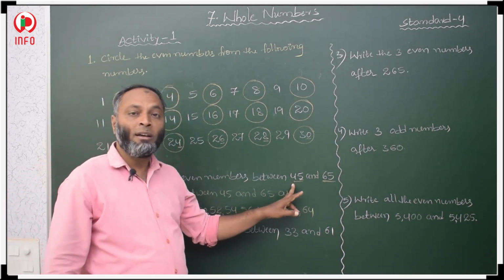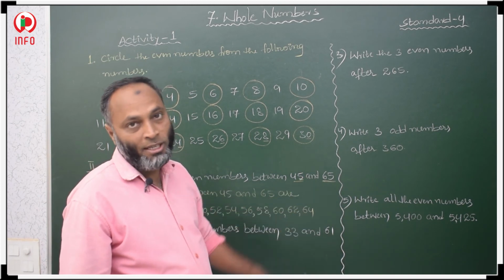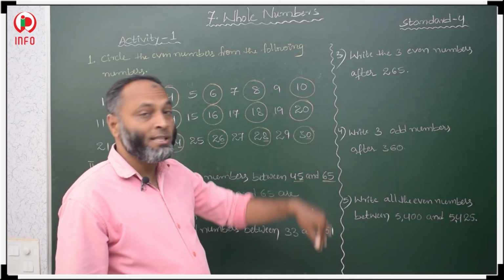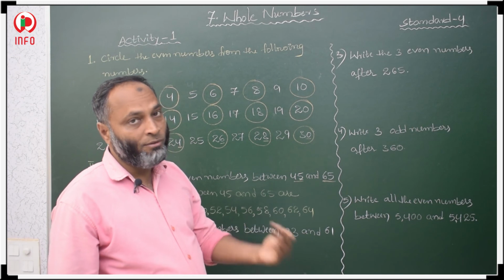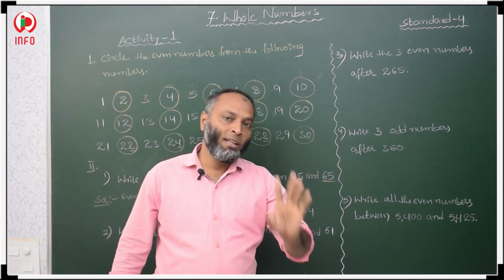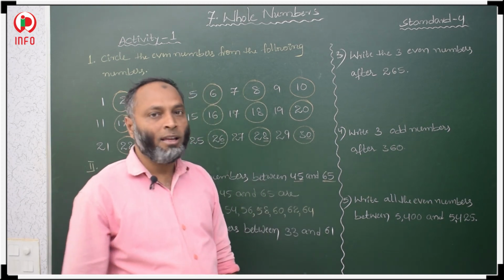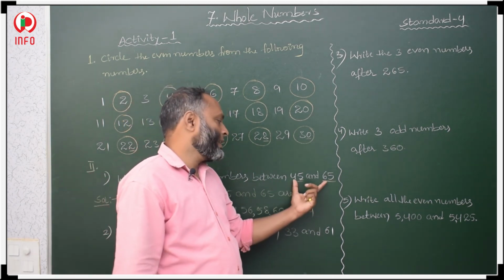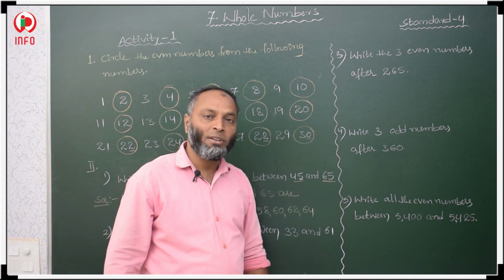45 is an odd number, so do not take that 45. Then 46 is an even number. We start from 46, and from 46 skip counting by 2, then you will get all even numbers between the given 45 and 65.